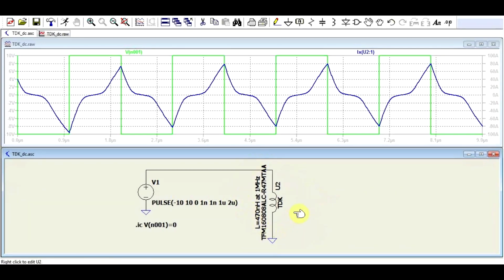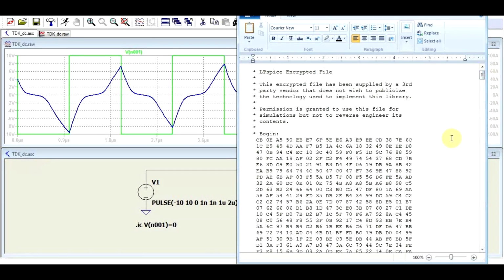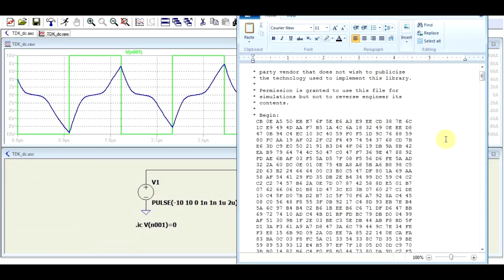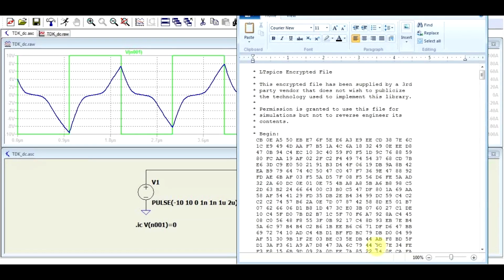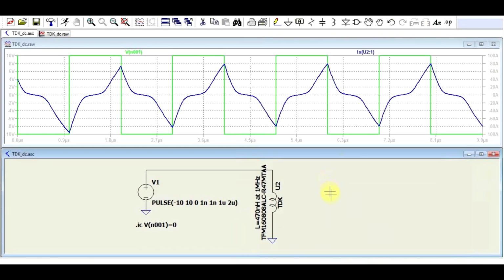Now, if we try to see how this was done and look inside the model, we see that, like all good things in life, you don't really know how to get them, because this model is encrypted. I mean, it's very nice that they're letting you use it, but they just won't tell you how it was made. So, what can you do? How could you possibly simulate such a behavior on an inductor that you don't have a model for? Well, fear not, I have some solutions.